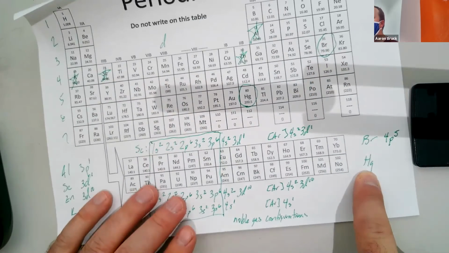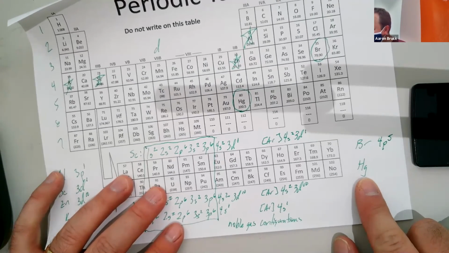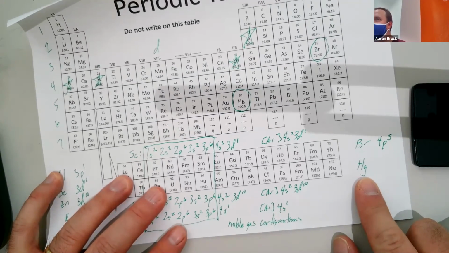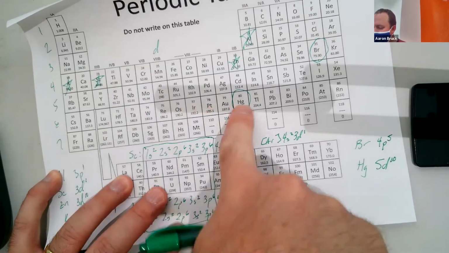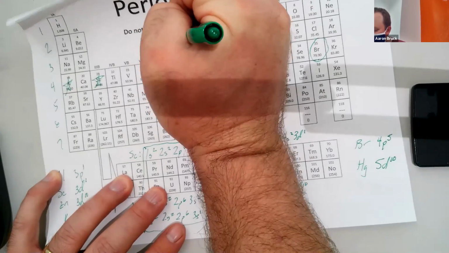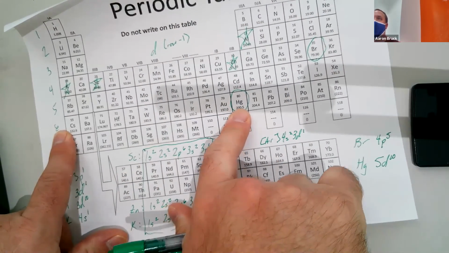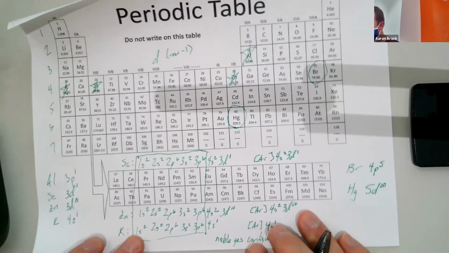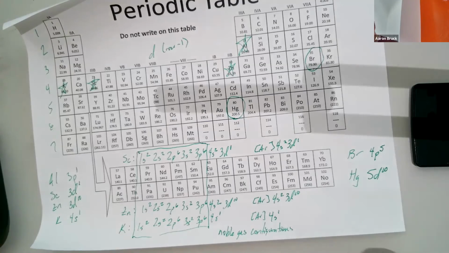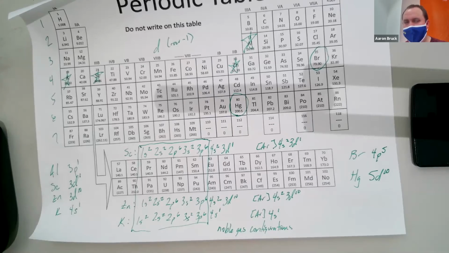For mercury, what do we got? Okay, it's not 6d10, it's 5d10. Remember, for the D block, we have to take the row number and subtract 1. So you were correct, it's in the 6th row, but it's the 5th D sublevel. All right, any questions about this kind of view of electron configurations?